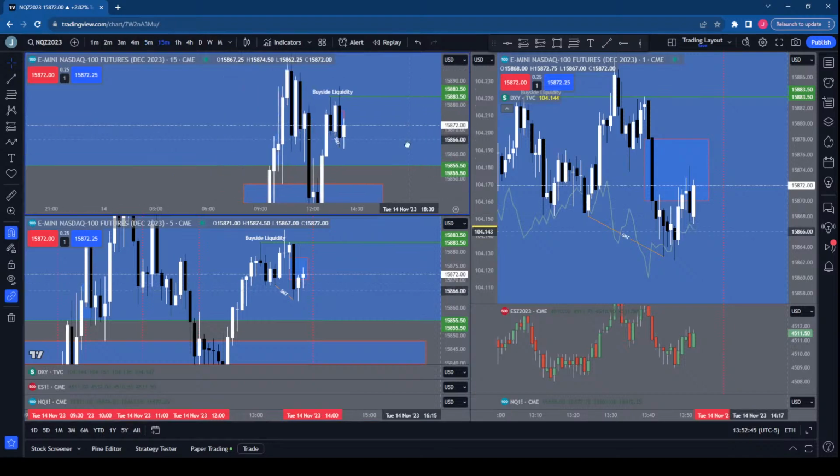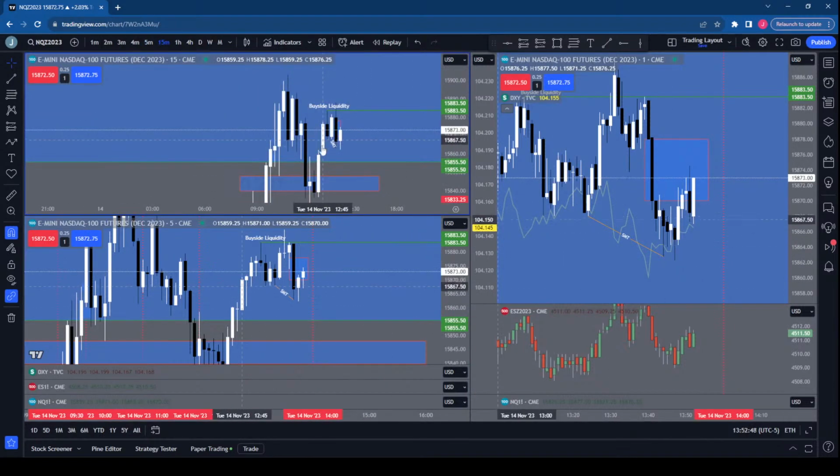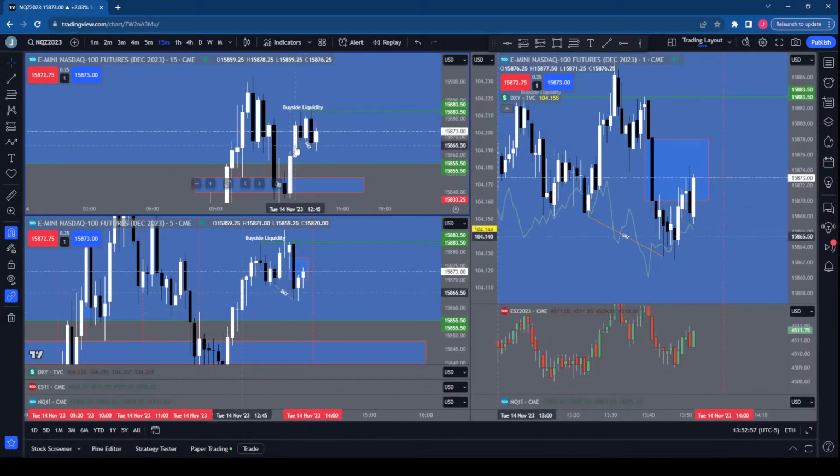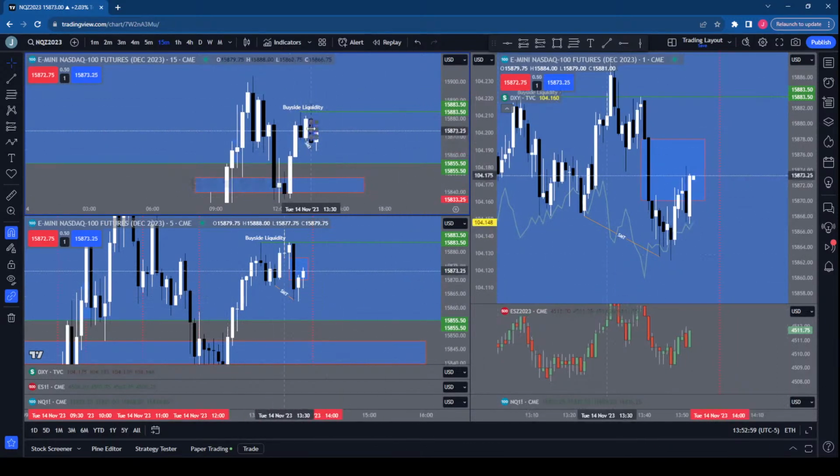This is also a 5-minute or a 15-minute fair value gap. So again, if this is the high, this is the retracement low, and we want to go higher, it would make sense that we would respect this 15-minute fair value gap to the upside.